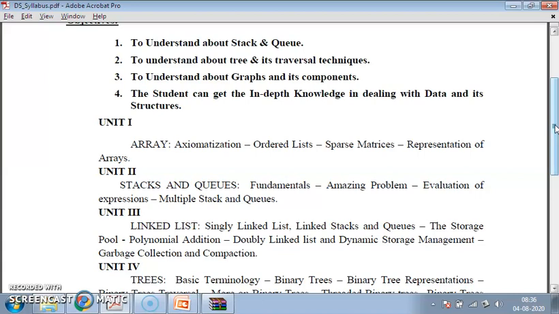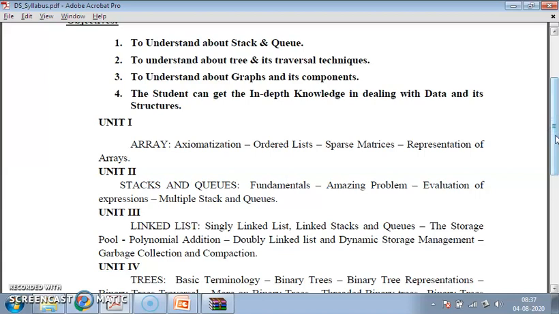The third unit is nothing but linked lists. In linked lists we have different types: single linked list, double linked list, circular linked list, doubly circular linked list. So different types of linked lists are there, and we study them in the third unit.